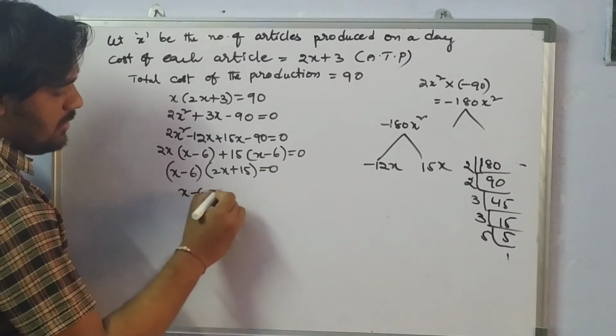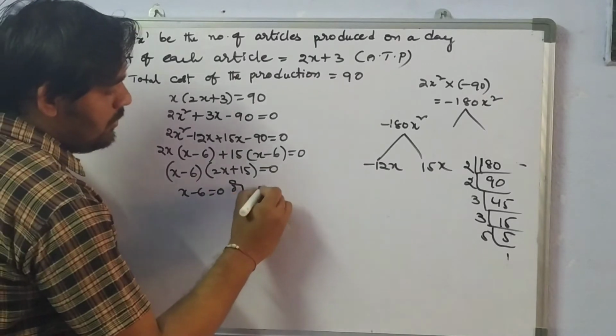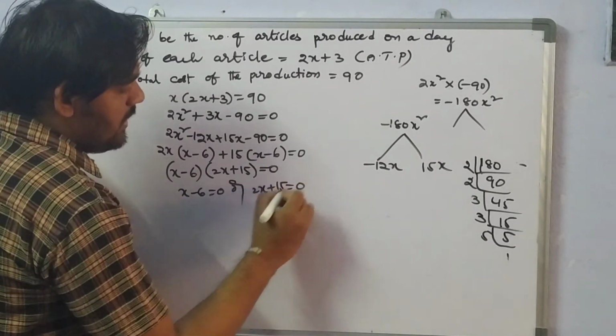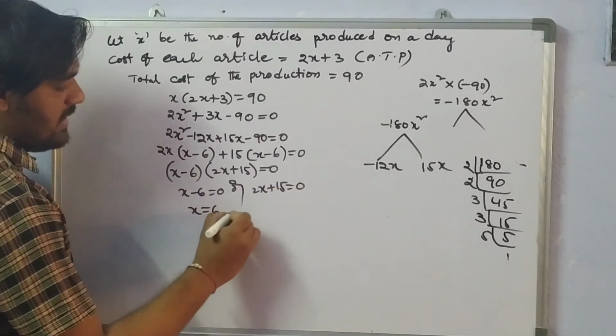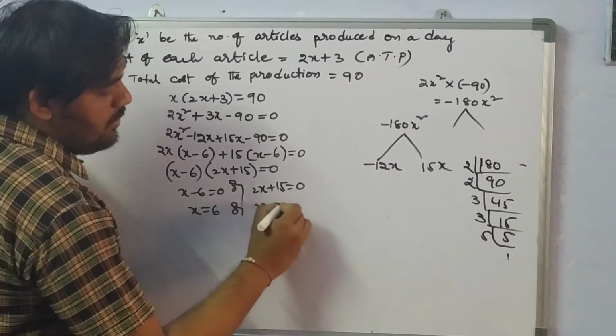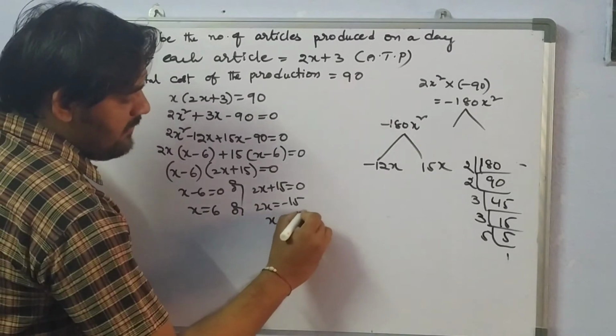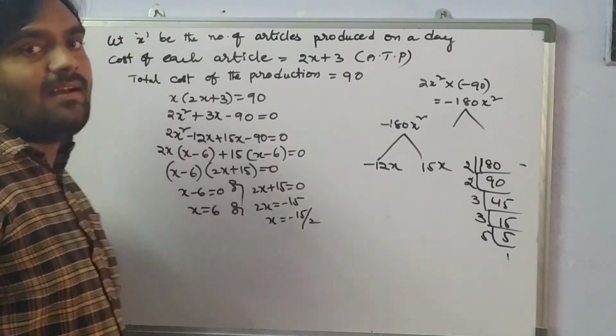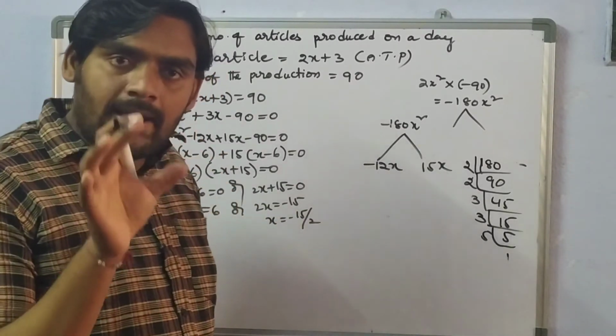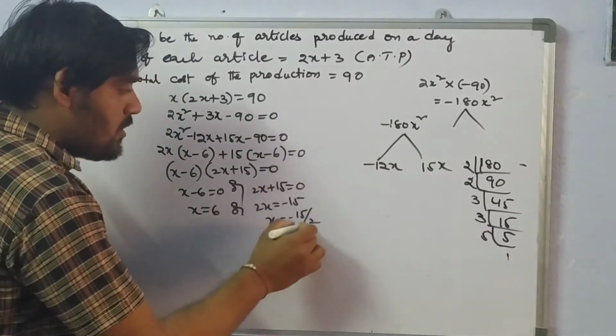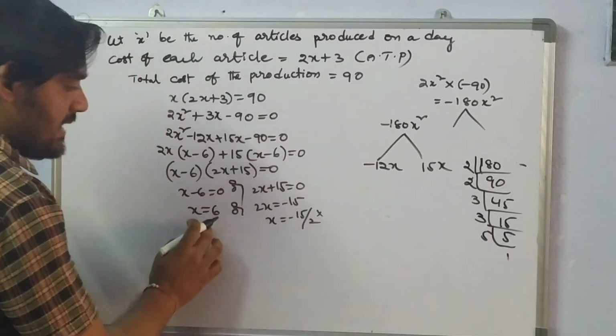x minus 6 is equal to 0 or 2x plus 15 is equal to 0. x is equal to 6 or 2x is equal to minus 15, so x is equal to minus 15 by 2. See here, the amount is not in negative values in this problem. So we should not take this one. We have to take this one only.